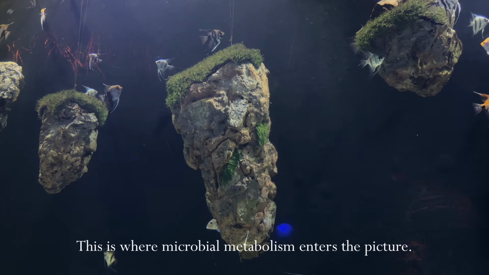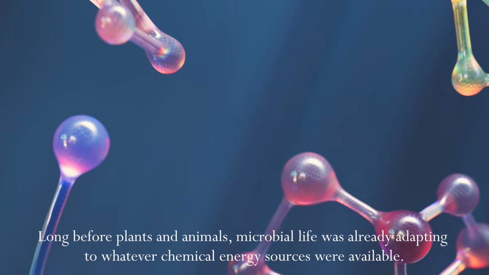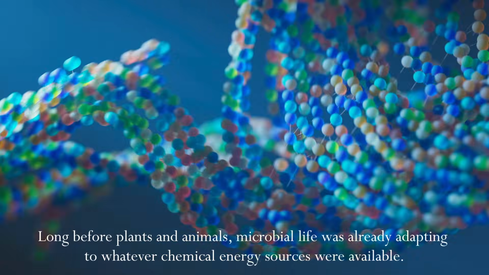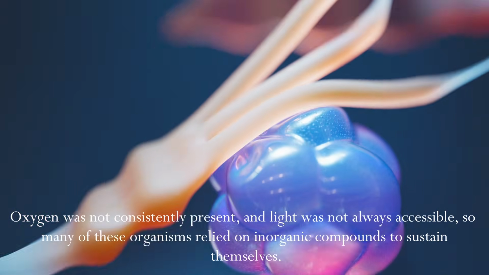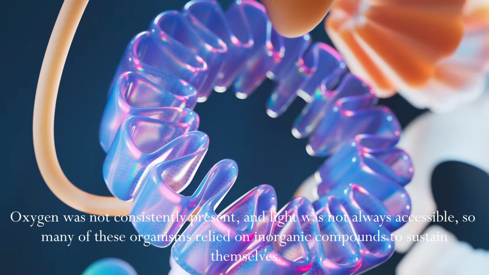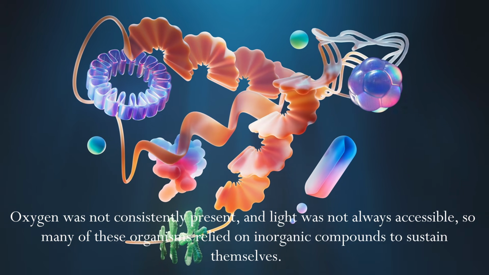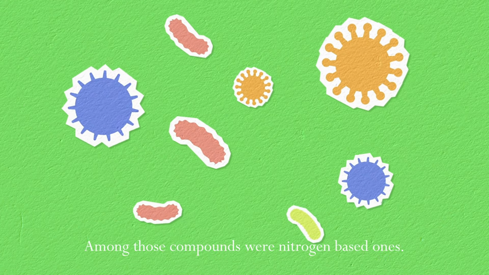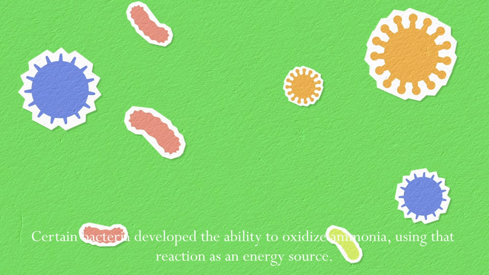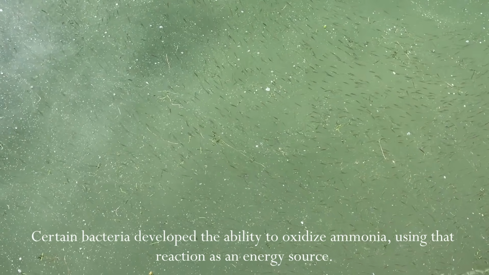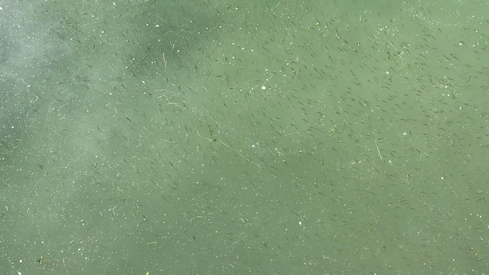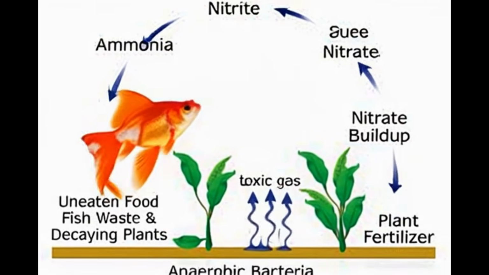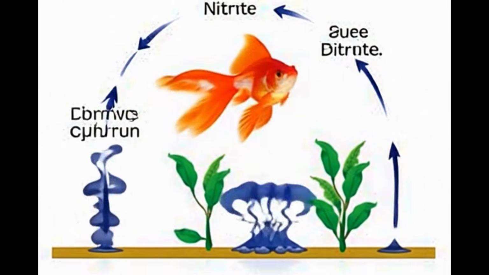This is where microbial metabolism enters the picture. Long before plants and animals, microbial life was already adapting to whatever chemical energy sources were available. Oxygen was not consistently present, and light was not always accessible, so many of these organisms relied on inorganic compounds to sustain themselves. Among those compounds were nitrogen-based ones. Certain bacteria developed the ability to oxidize ammonia, using that reaction as an energy source. And in doing so, they convert ammonia into nitrite, and other groups follow by converting nitrite into nitrate.